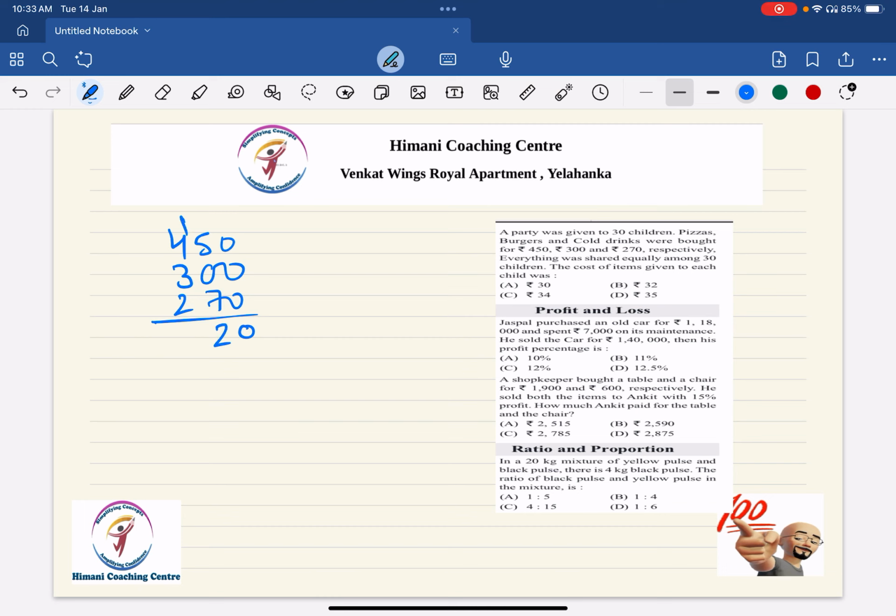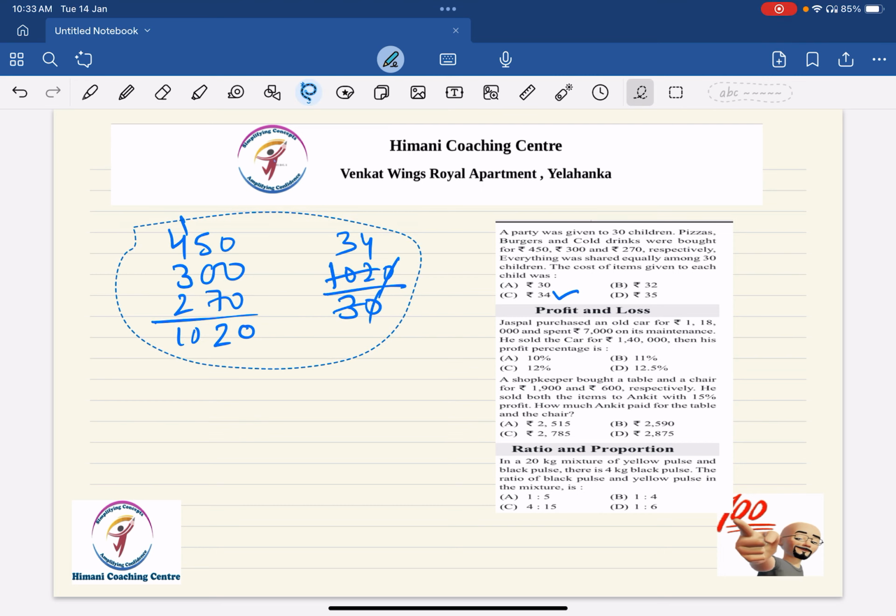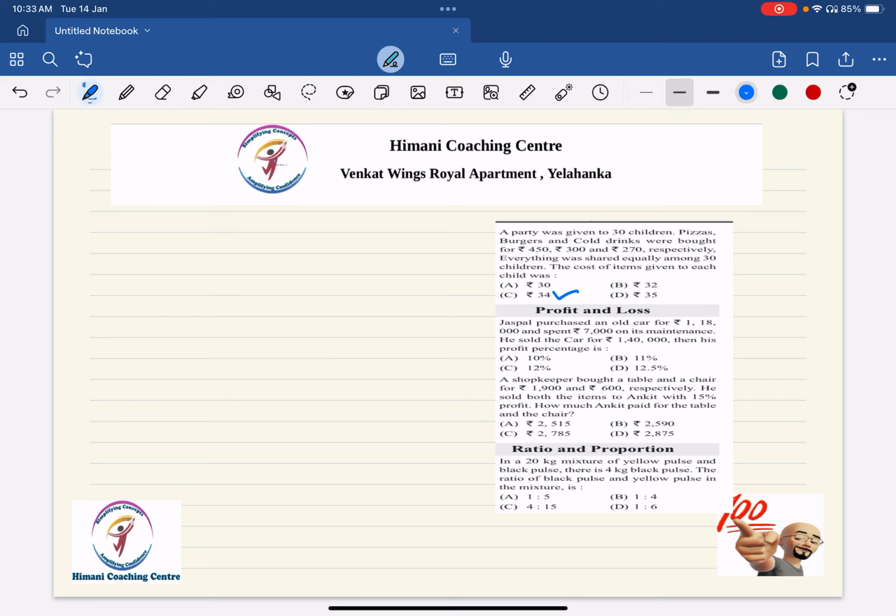5 and 7, 12, 4 and 1, 5, and 3, 8. So 1020 was spent overall in buying those three things. And this was given equally to 30 children. So that means divide by 30 to get the part. Now 102 divided by 3: 3 threes are 9, 1, and 3 fours are 12. So each child got items worth 34 rupees. Now let us look at the next question.